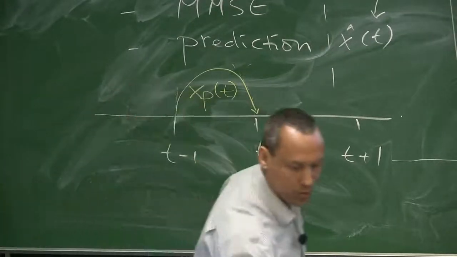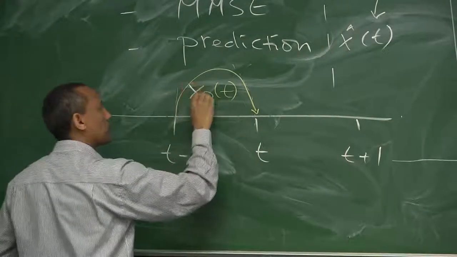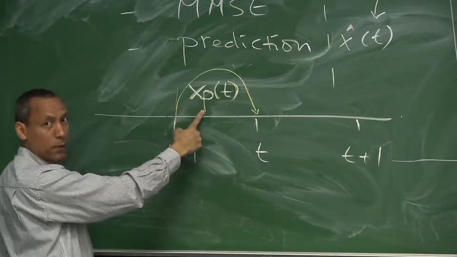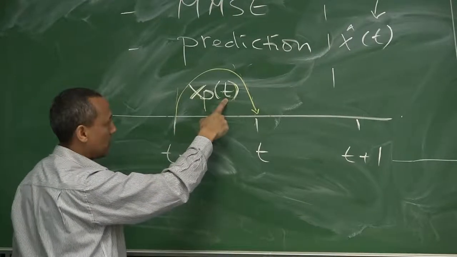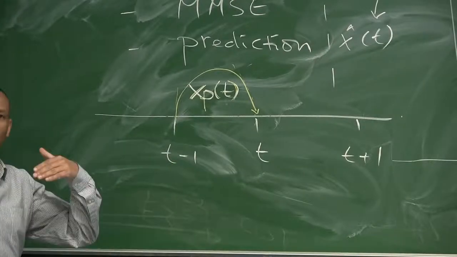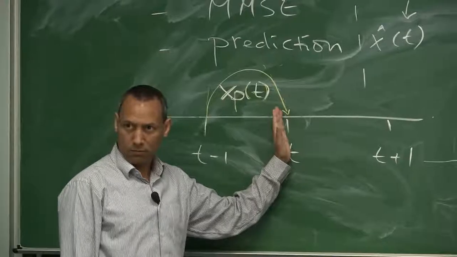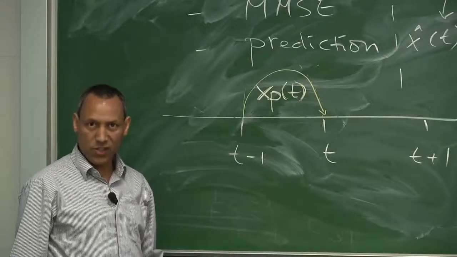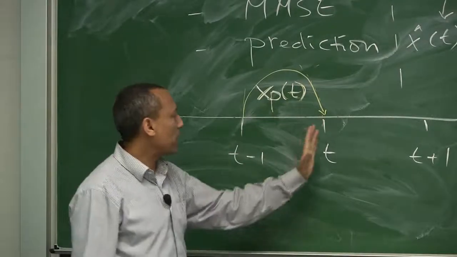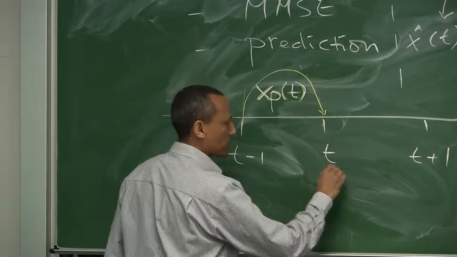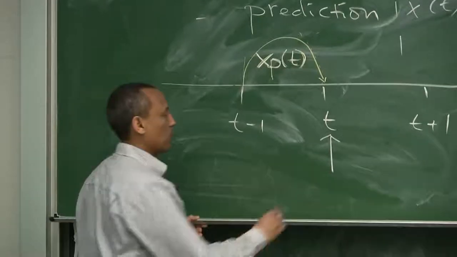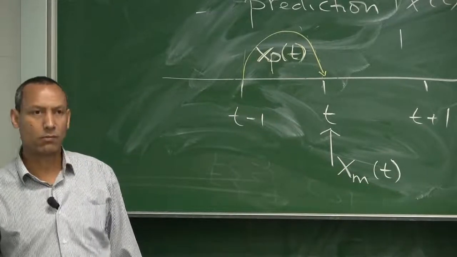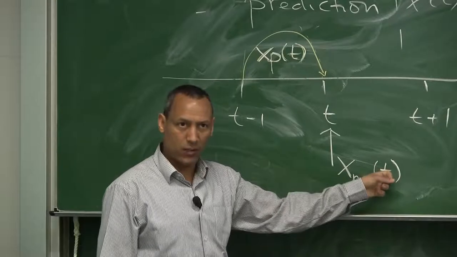I think the green is not good, the yellow. So this is xp of t. Okay, this index p refers to a prediction. This t refers to the prediction is made for the time t. Okay? Of course, this xp contains some error. Now, when the time comes, we take measurement. And the measurement we take, we depict it as xm of t. Okay? The measurement is done when the time comes.